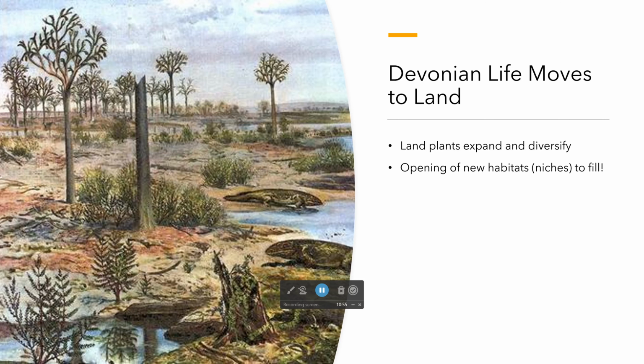Land plants also expanded and diversified at this time, so you may not have thought about it, but land was pretty sparse. And land plants first really diversify in the Devonian, opening a lot of new habitats because those plants could be fed on by things. And these are called niches, or however you want to pronounce it, but opening of new habitats to fill.